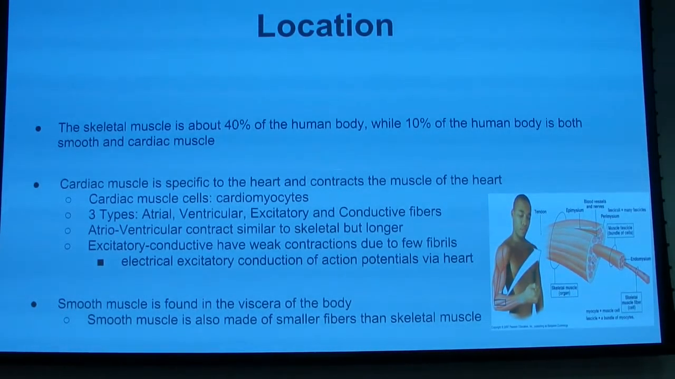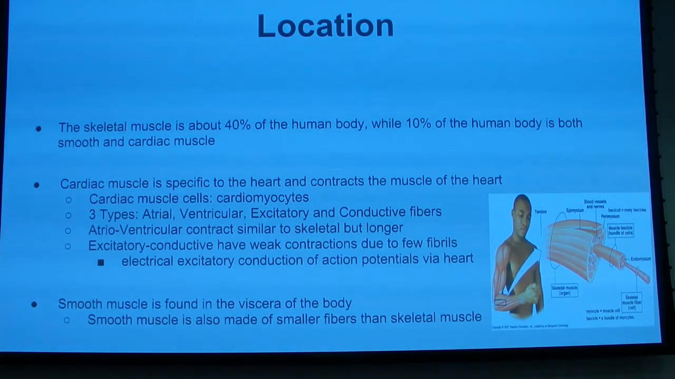Smooth muscle is found in the viscera of the body, such as in the gastrointestinal tract, the uterus, the ureters, and blood vessels, and is also found in the iris muscle of the eye. Smooth muscle also is made of smaller fibers than skeletal muscle.